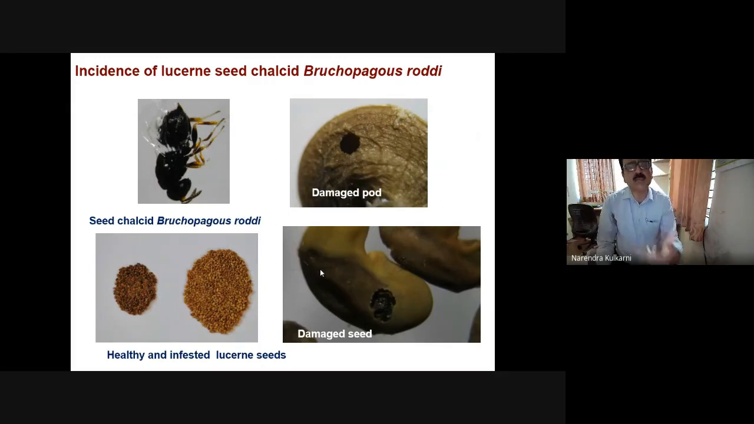Even in storage we have a problem of insect pests, like in grain or pulse storage. In Lucerne we have a problem of seed chalcid. Very interestingly, chalcids are never an insect pest in any crop, because seed chalcids are considered to be parasitoids. Very exceptionally, this seed chalcid has become a pest of Lucerne. It lays eggs in the growing tender pods in the field itself. When the young ones hatch, they start feeding on the inside content of the Lucerne seed and then come out. Because of this we get chaffy seeds, sometimes whenever you take up sowing.